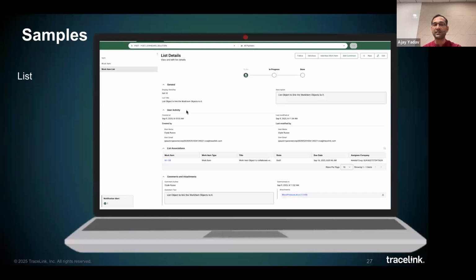Moving on to list, as the name suggests, it provides you a logical grouping of any of the processes or objects that you are going to model. You can link them all inside the list.